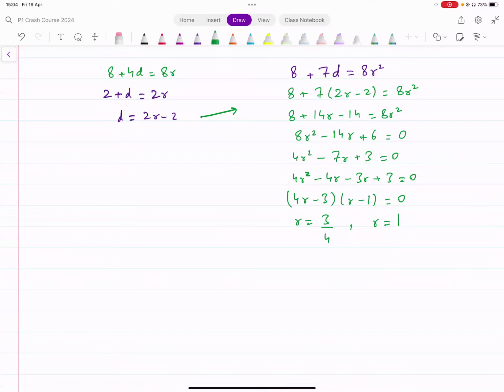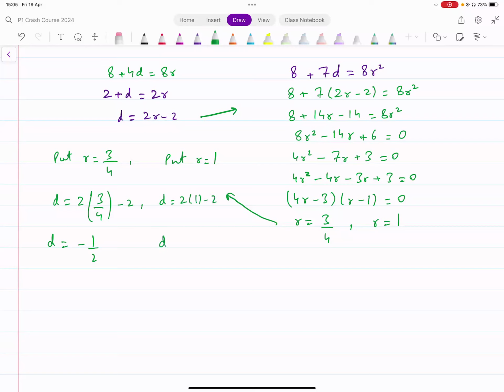But if we can't figure that out, what you can do is input these two values back in the other equation. Let's input r equals 3/4 here and r equals 1 here. What do you get from that? The value of d is 2 into 3/4 minus 2. That is 6/4 minus 2, which is minus 1/2. And from the second one, you get d equals 2 into 1 minus 2, and from this, you get d equal to 0.